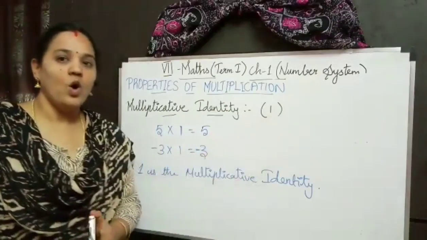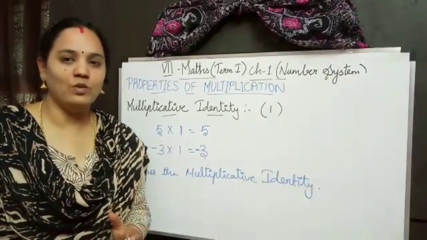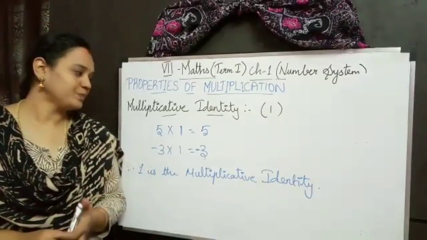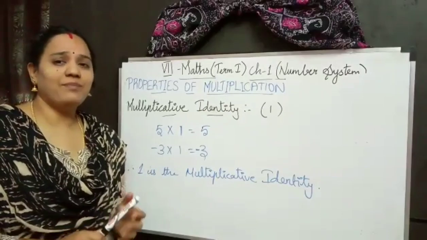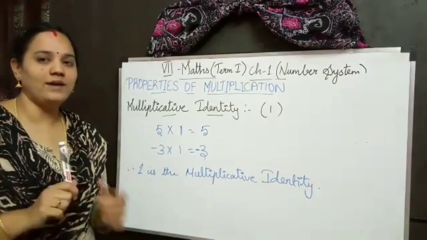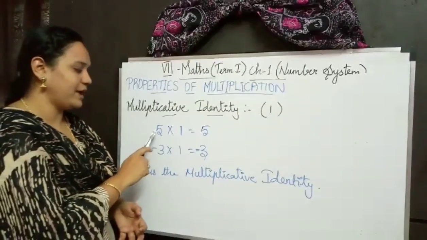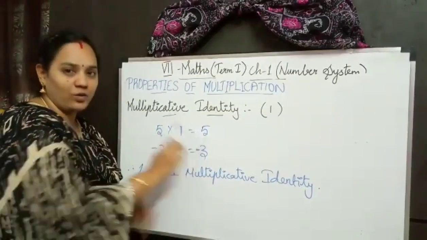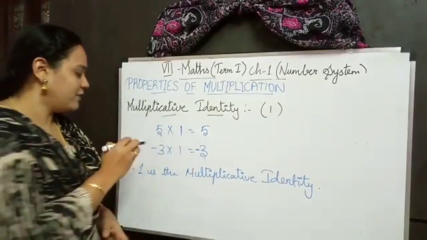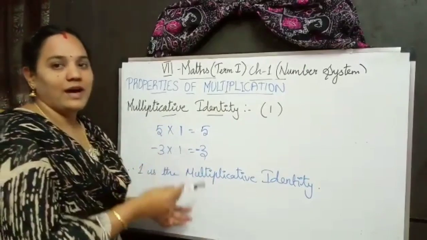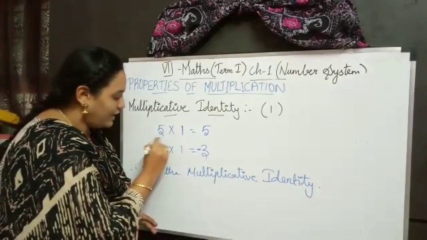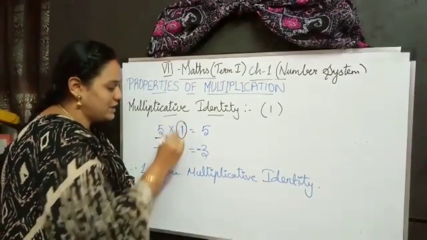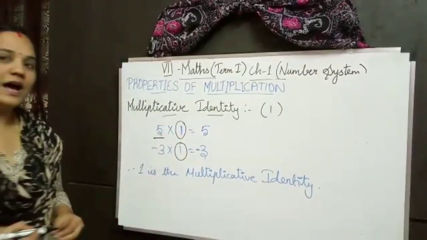I think you all know that if we are multiplying any number by 1, the value is the same number only. You know this property already, but still that is known as multiplicative identity. So 1 is the multiplicative identity. For example, if I am multiplying 1 with 5, the value of 5 will not change and our answer will be 5 only. The same thing for all the integers. If I am multiplying minus 3 into 1, the value is minus 3. The value of this integer does not change. That's why we are calling this 1 as multiplicative identity.